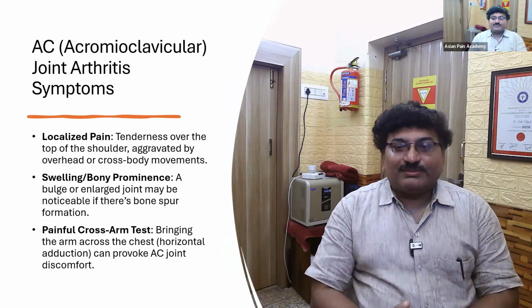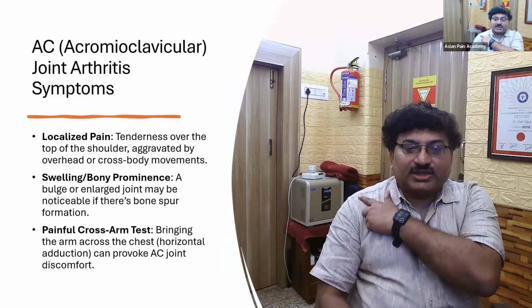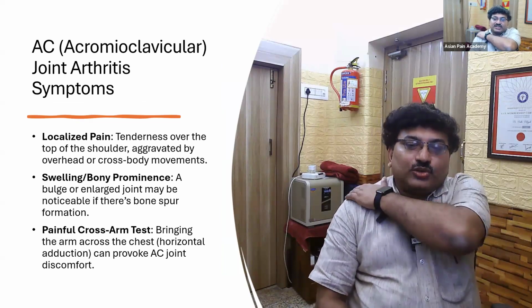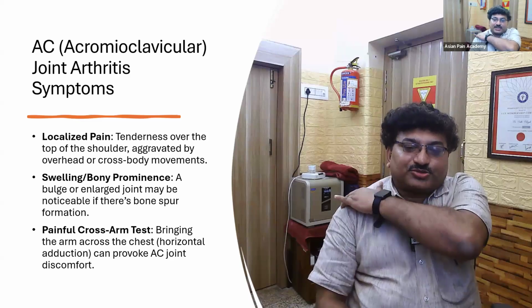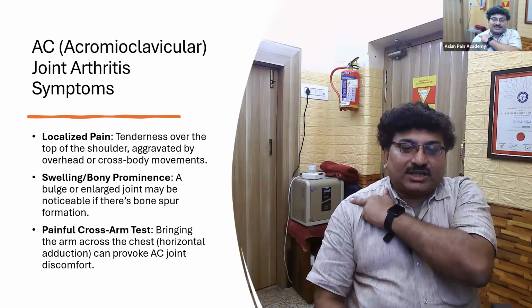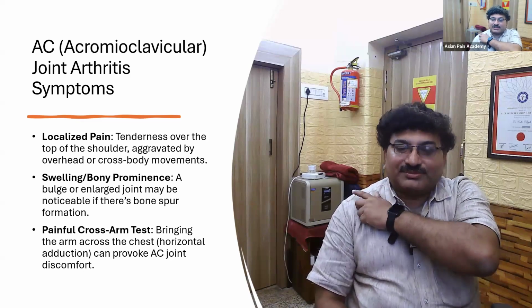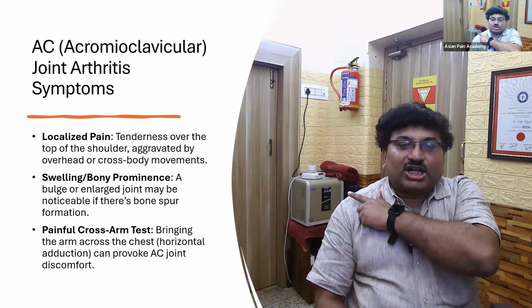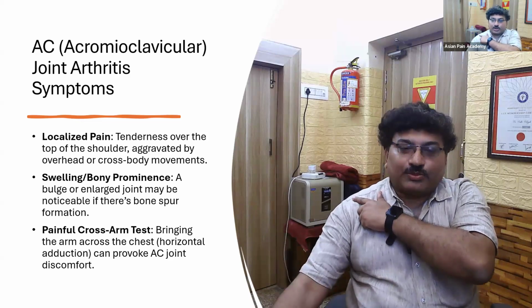Now, if you look at the symptoms, the pain will be at this point. That means it is the localized pain. If you just palpate your spine, then your acromion, and then the clavicle. So in this junction lies the acromioclavicular joint. So sometimes there will be pain, there will be swelling over this bony prominence.